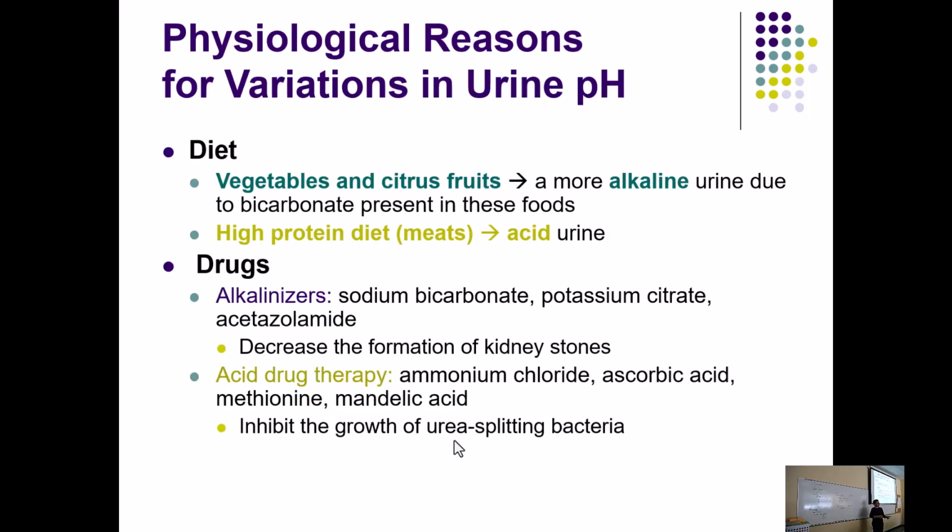Other reasons, diets. Like I said, vegetables and citrus fruits are more alkaline. When you eat a high protein diet, your urine's going to become more acidic. Certain drugs cause different issues. Alkalizers decrease formation of kidney stones. If you're somebody that develops kidney stones, you may take medicine to keep your urine less acidic.